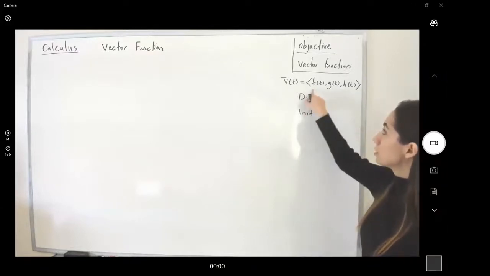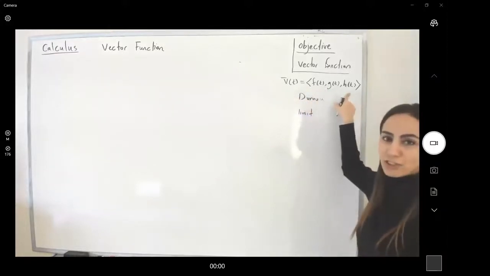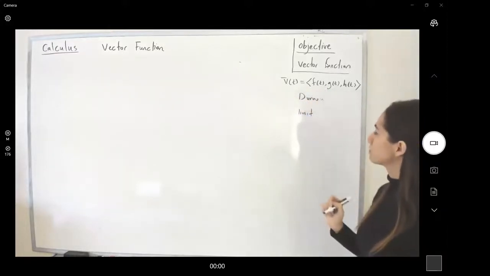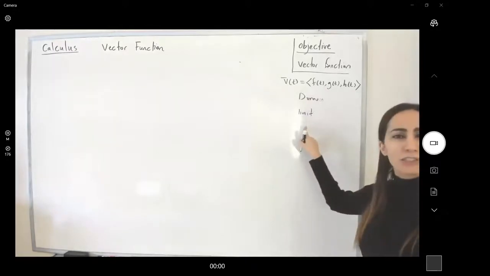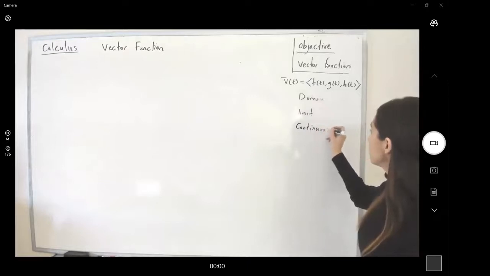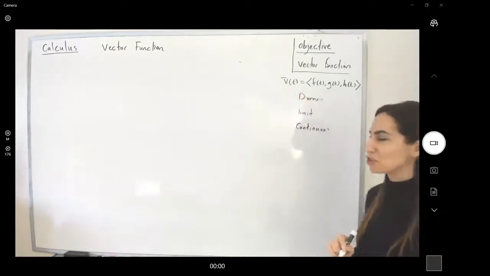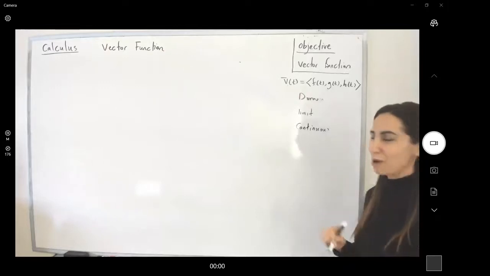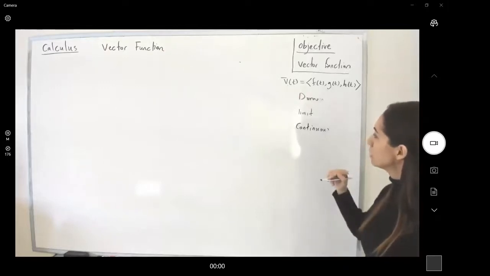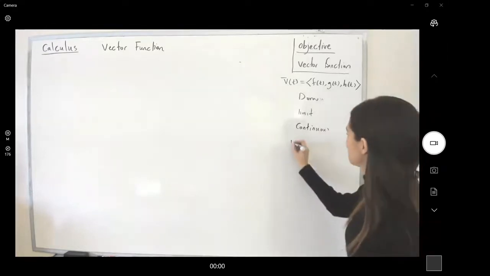We said that the limit of the function exists if the limit of each of these scalar functions exists as well. We talked about continuity. This function is continuous if the limit of the function is equal to the value of the function at the given number. Okay, then we talked about the derivative of the function.